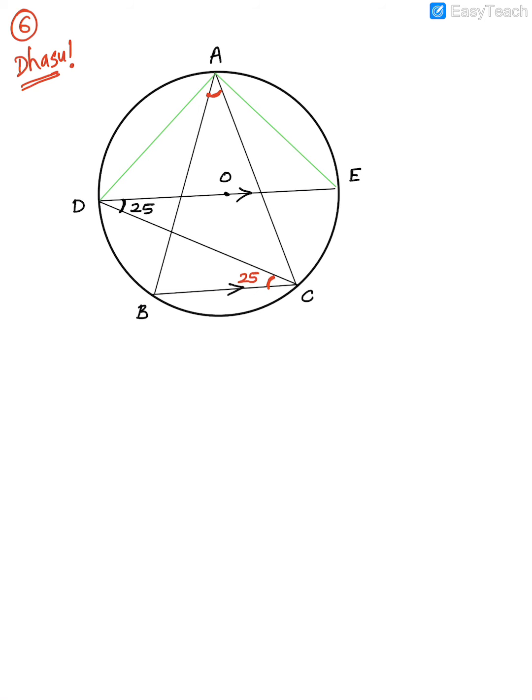Now look at this arc DB. Only look at this arc DB first. Okay, follow the instruction that I'm giving you now. Look at the arc DB. Tell me which angles are subtended opposite the arc DB? So it is angle DAB, and there is one more angle DCB, and because they are in the same arc, they will be equal. So angle DAB is what? 25 degree.